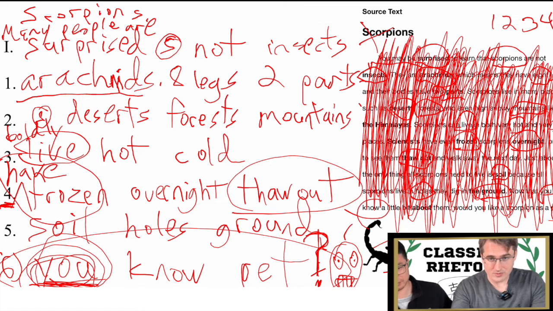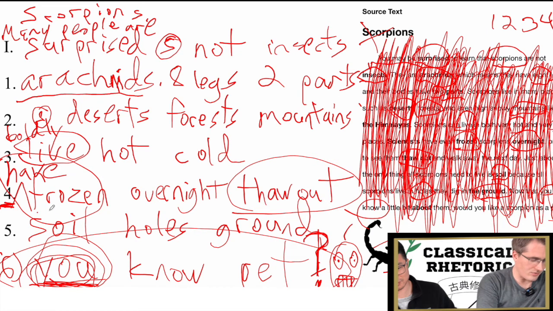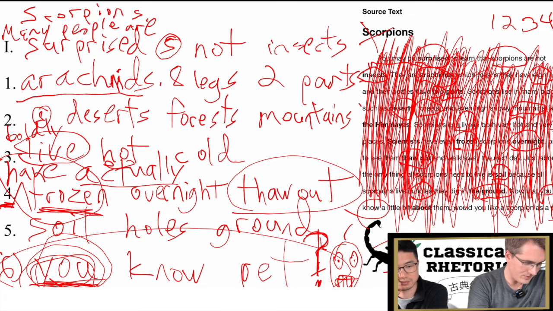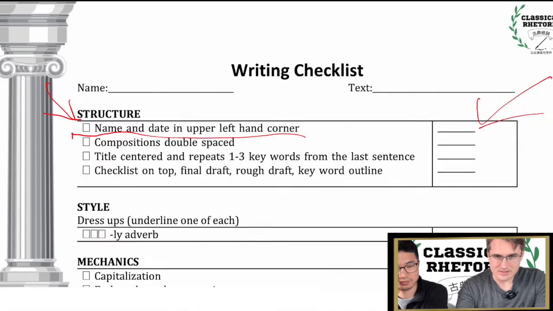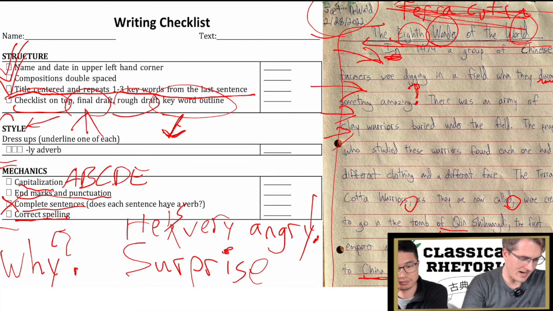Another adverb that I see here for frozen, we can say scientists have actually frozen scorpions overnight. Actually is a very useful adverb. They actually live in hot and cold places because you've got an adjective. Add those in somewhere to live, frozen, or thaw out, and you will put an adverb into every paragraph that you write. So if you look at this paragraph, I don't have an adverb.